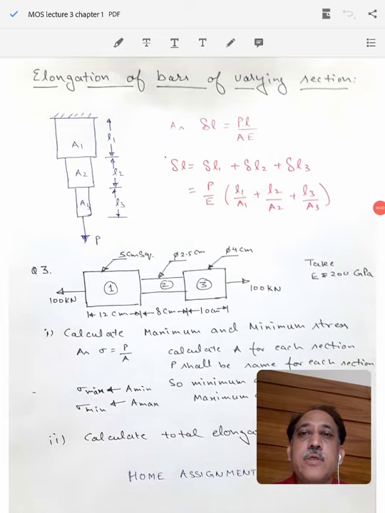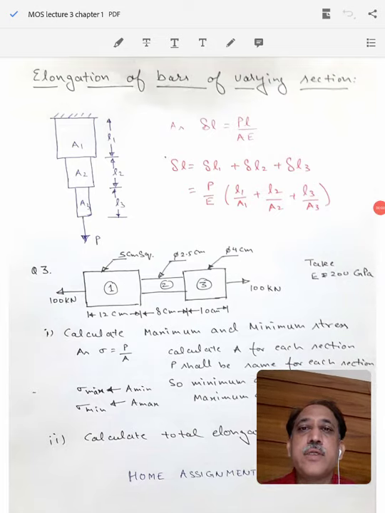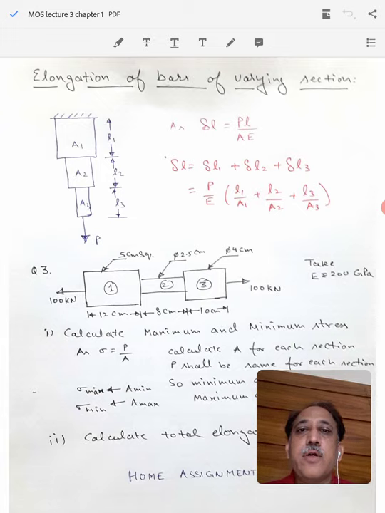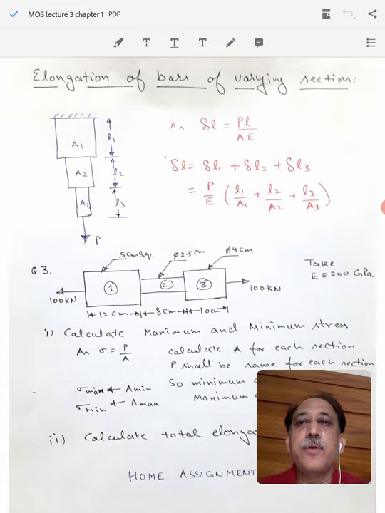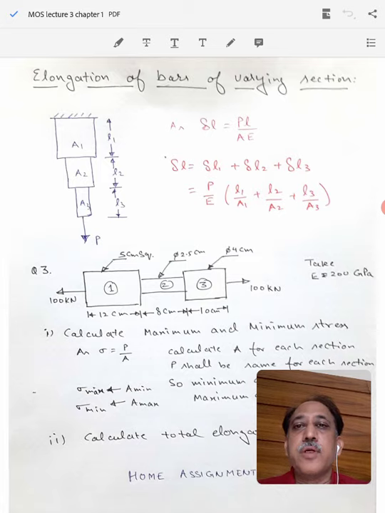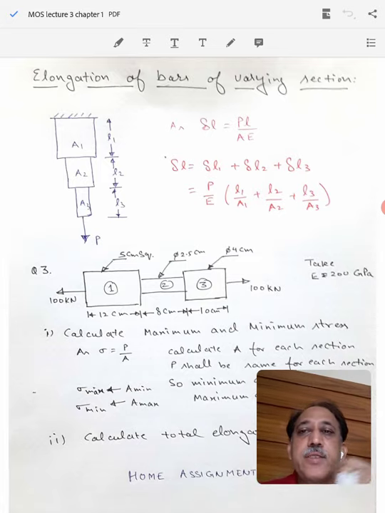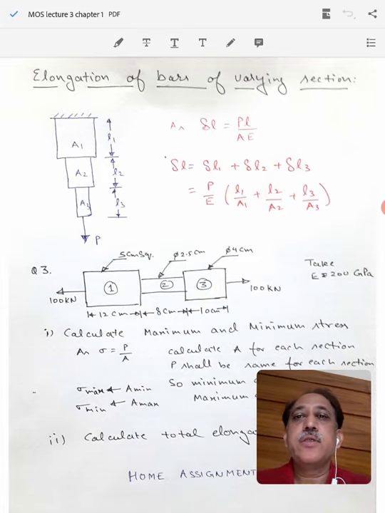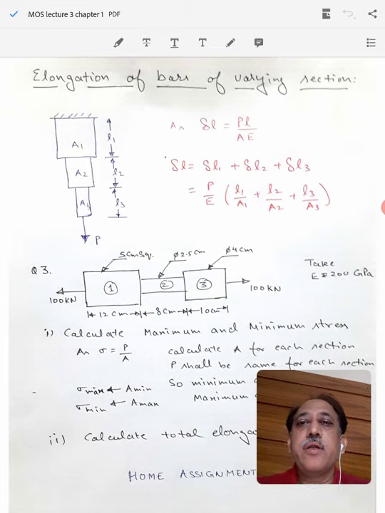Hello students. In the previous lectures we have already covered the basic formulas of stress, strain, Hooke's law. Now in this particular section we are going to apply those formulas for various calculations.